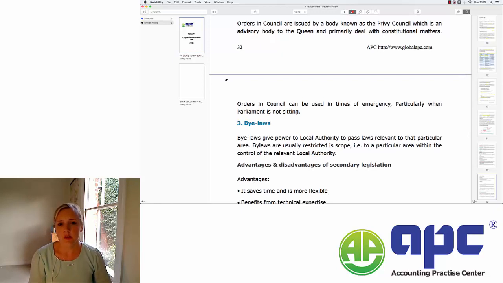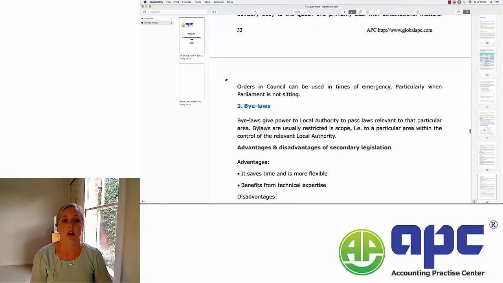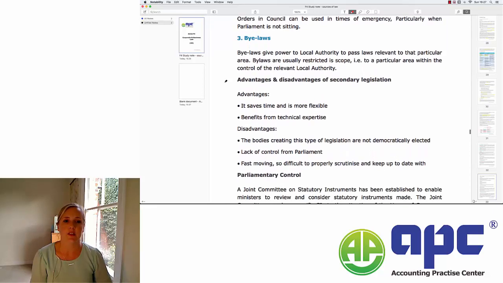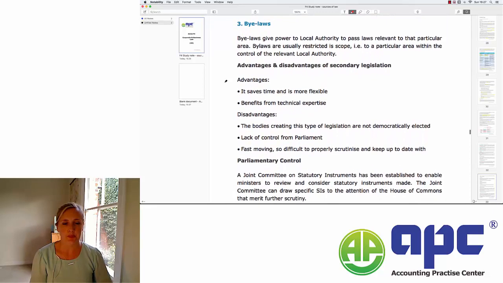They can pass laws, the Privy Council, and this is usually in times of emergency. So if you've got some kind of war issue or terrorism related emergencies, they can pass laws, and they can do that particularly when Parliament is not in session, because the UK Parliament has two holidays, and obviously if they're not sitting, they can't pass laws. So the Privy Council has this right to do that.